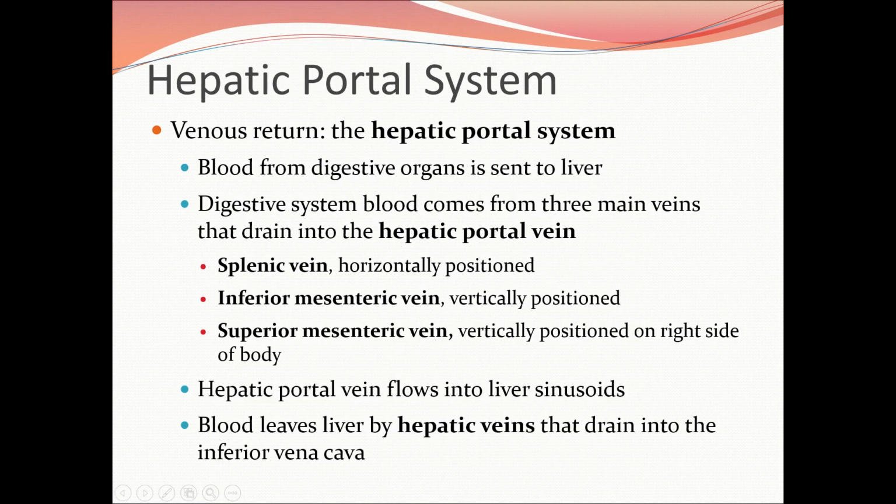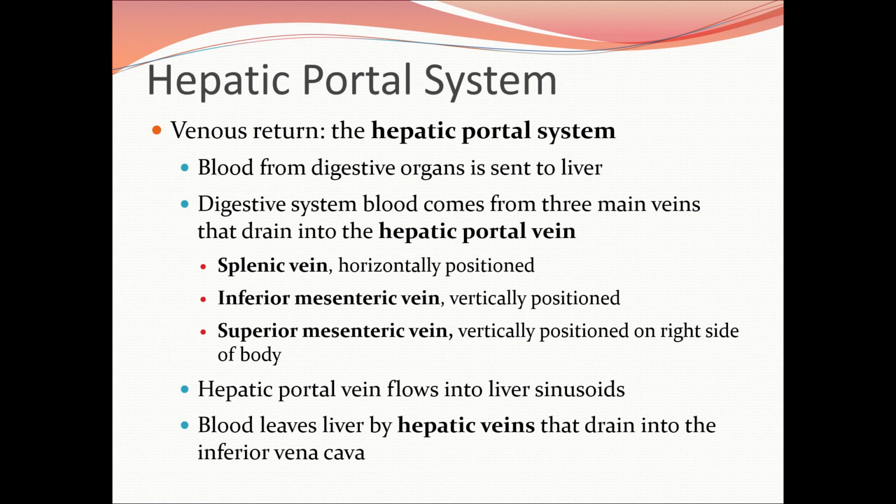And now we'll talk about the hepatic portal system. The venous return in the hepatic portal system takes blood from the digestive organs to the liver. The digestive system blood comes from three main veins that drain into the hepatic portal vein. The splenic vein, which is horizontally positioned, the inferior mesenteric vein, which is vertically positioned, and the superior mesenteric vein, which is vertically positioned on the right side of the body.